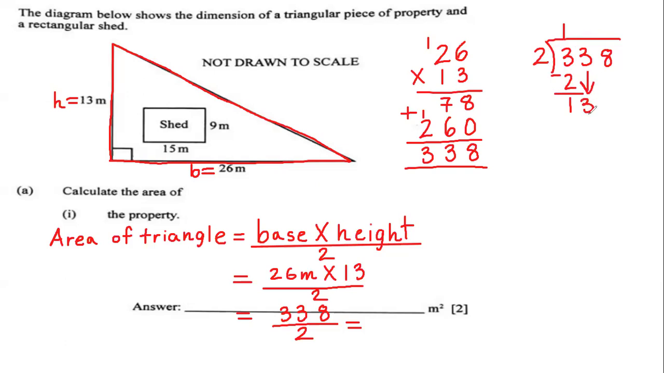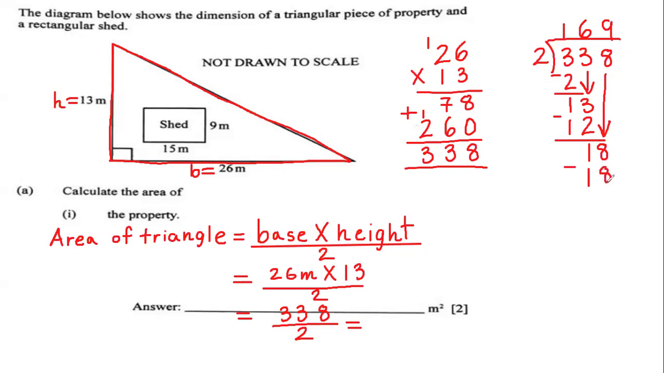How many times does 2 go into 13? 6 times. So 2 times 6 is 12. So we have 13 minus 12. What is 13 minus 12? 1. Very good. Then bring down the 8. How many times does 2 go into 18? 9 times. So 2 times 9 is 18.